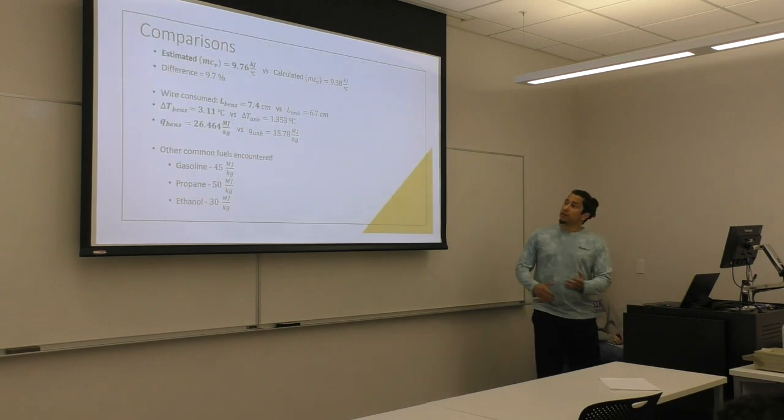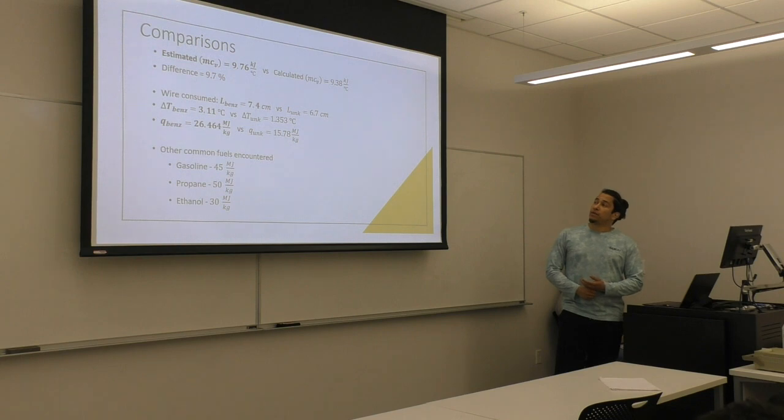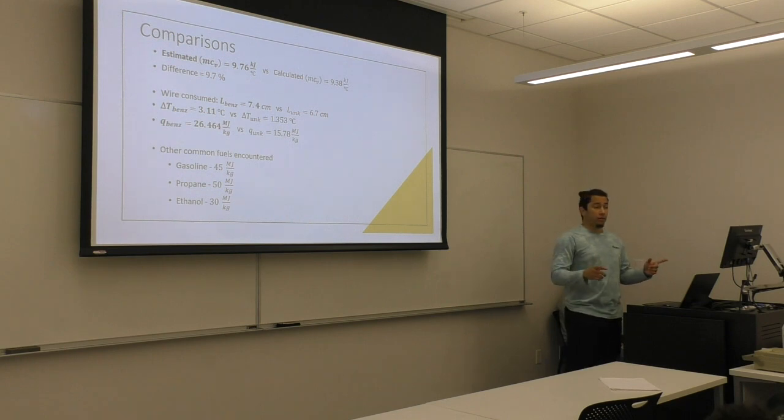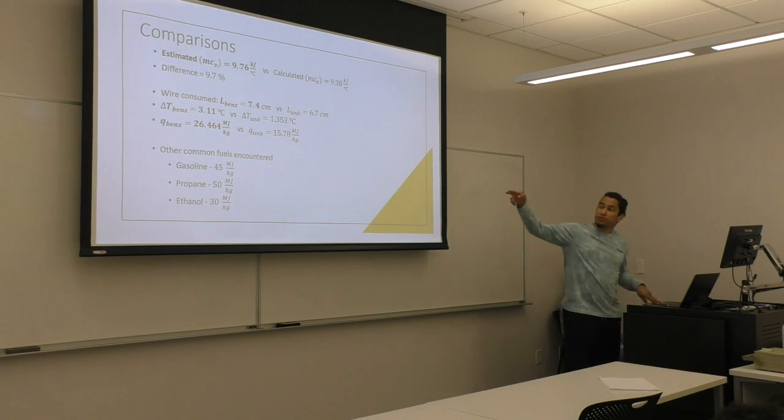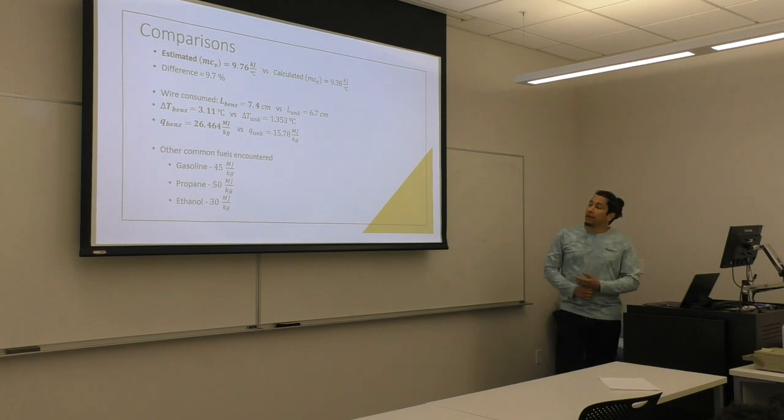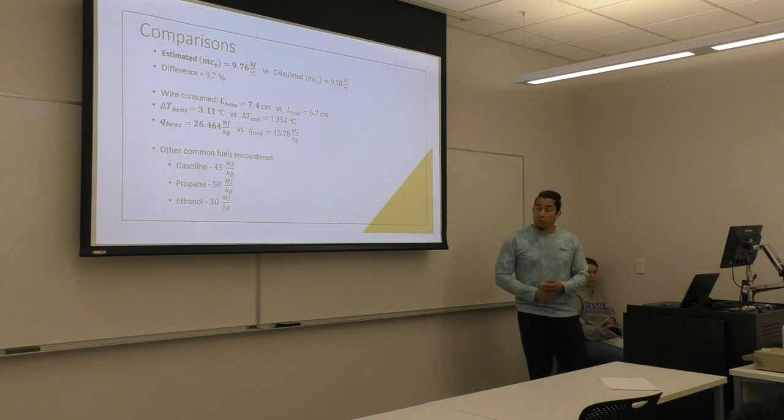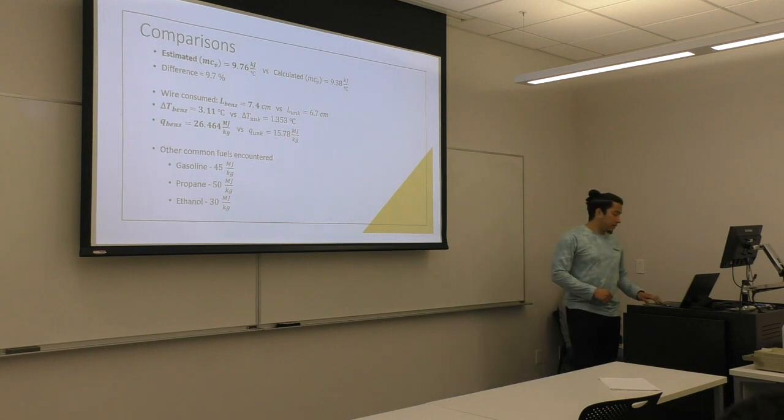Now, some comparisons. The estimated calorimeter value was 9.76 because we assumed 2 kilograms of water and 3 kilograms of steel. It ended up being just slightly higher than our calculated value, about 9.7% difference. The amount of wire consumed for the benzoic acid is greater, meaning it generated a higher heat. The change in temperature, which is reflected by that, is greater for the benzoic acid than the unknown source, and the overall heating value is about twice as much as the unknown source.